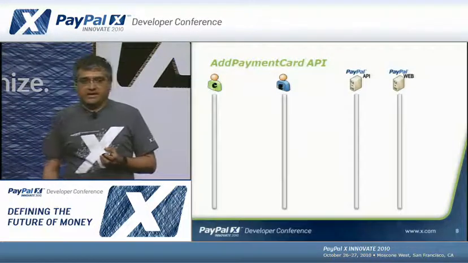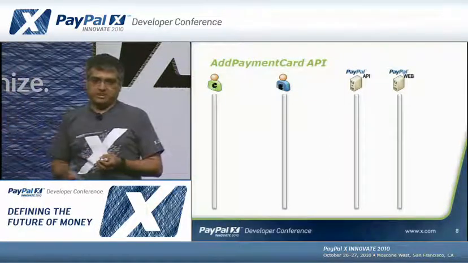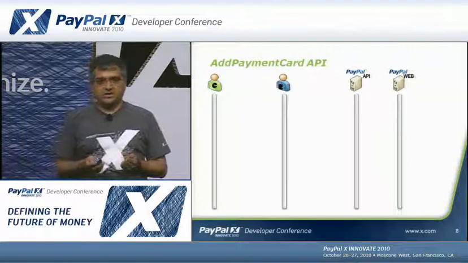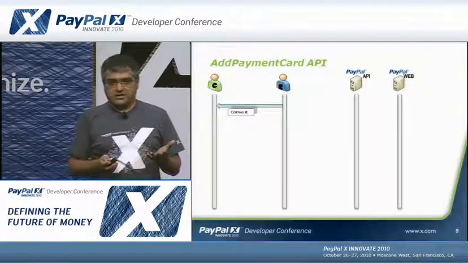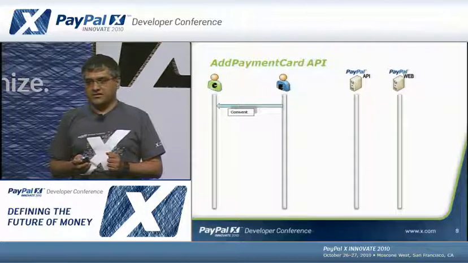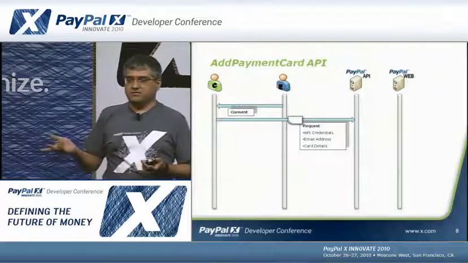Finally, we have the Add Payment Card API. Same kind of concept, same players. You have the API caller, end user, PayPal API endpoint, and the website. As usual, you get their consent before you send the payment instrument to us on their behalf. You send us the details, and same sort of thing.